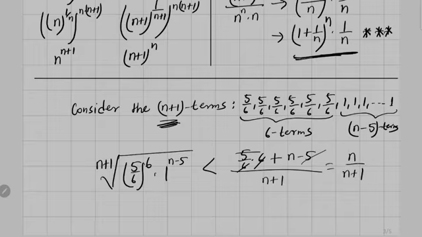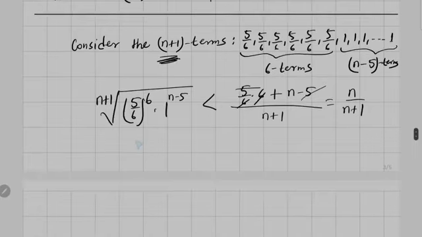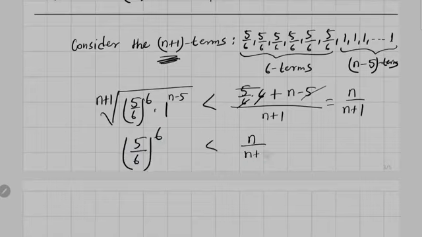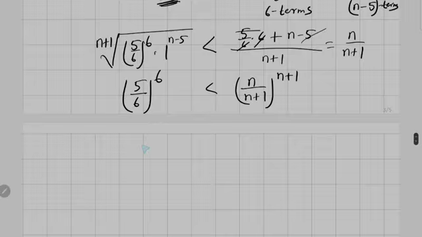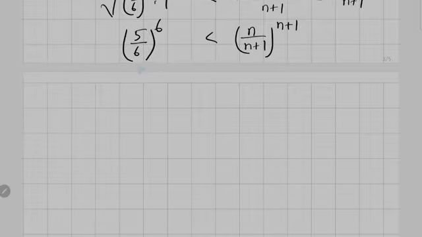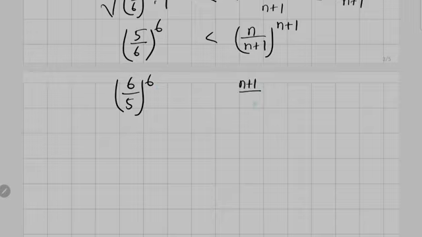Taking both sides to the power n plus 1, the left hand side is (5 by 6) to the power 6. It is less than (n divided by n plus 1) to the power n plus 1. So we know the fraction is flipped, so my inequality is reversed. So (6 by 5) to the power 6 is bigger than (n plus 1 divided by n) to the power n plus 1. So my inequality is reversed.